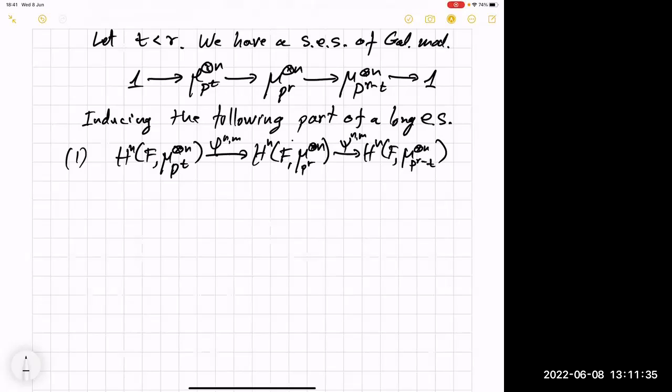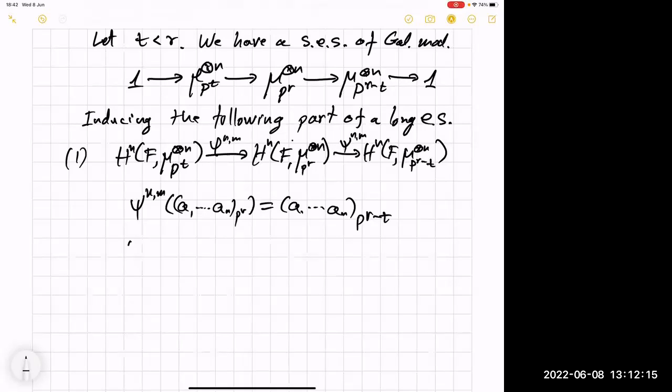Just to make sure we understand what these maps do, I'm going to tell you what it does to symbols. If you have a symbol, the right map ψ takes a symbol {a1, ..., an} of degree p^r, it comes from the middle, to just the same symbol, only with lower degree.